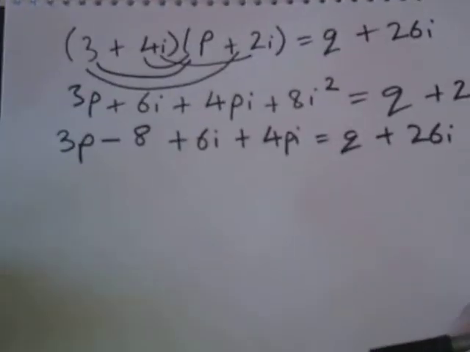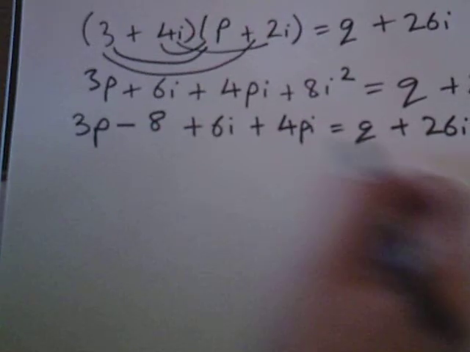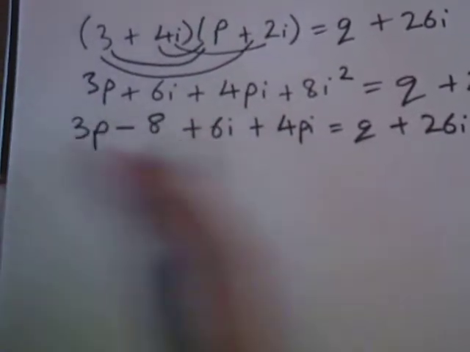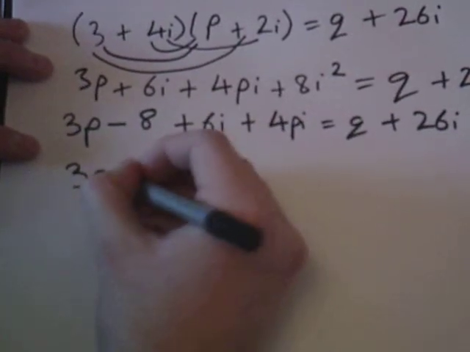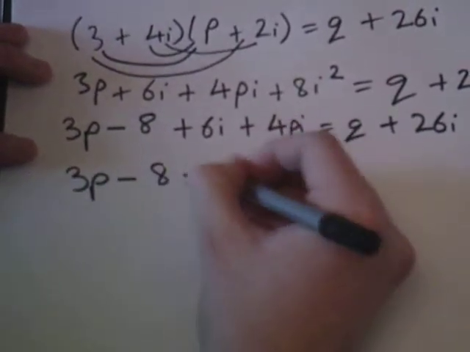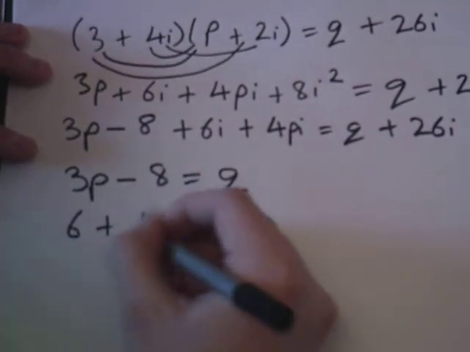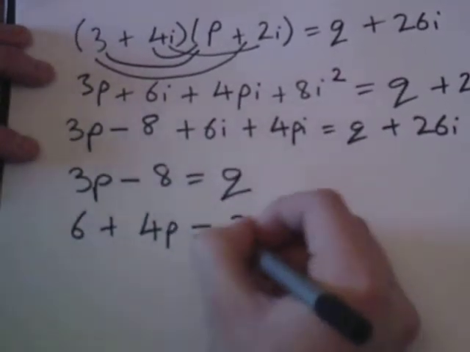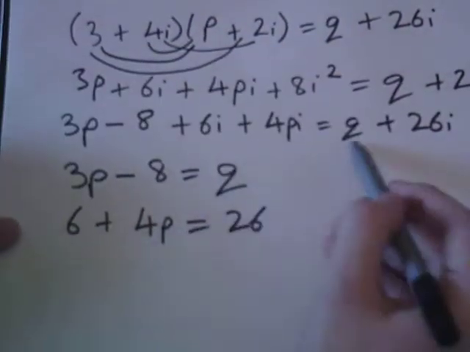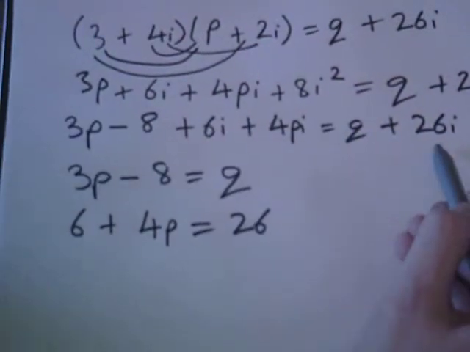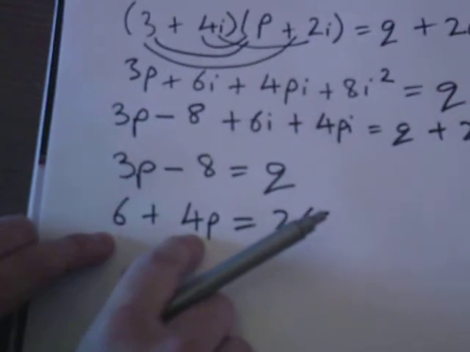So now you're going to equate the real parts and the imaginary parts, so you're going to compare them on either side. I'm saying 3p minus 8 equals q, and then we have 6 add 4p equals 26. I've compared the real parts of the equation and the imaginary parts of the equation. Notice I haven't included the i's because we already know that these terms are imaginary.